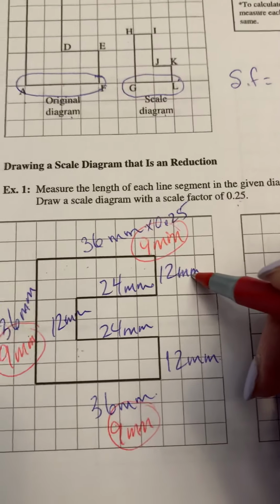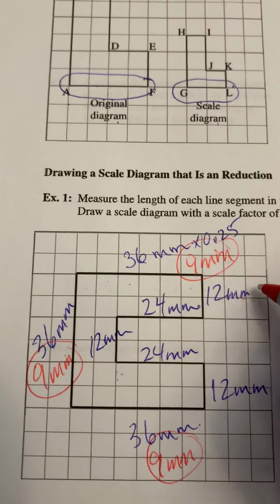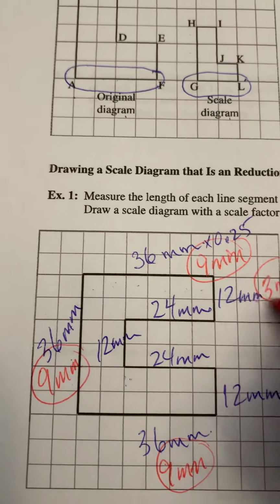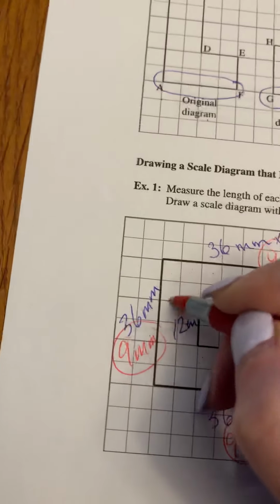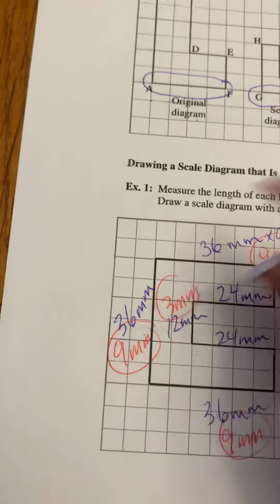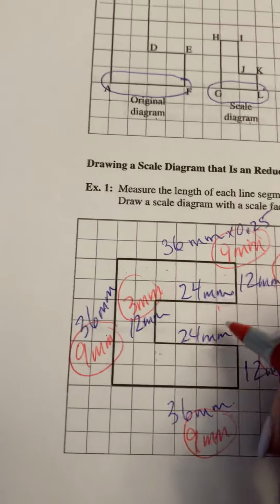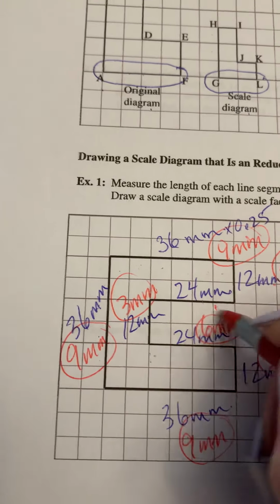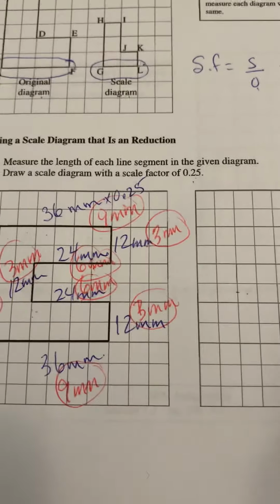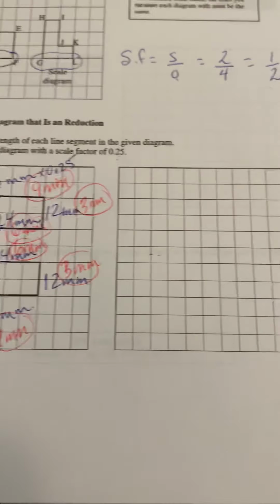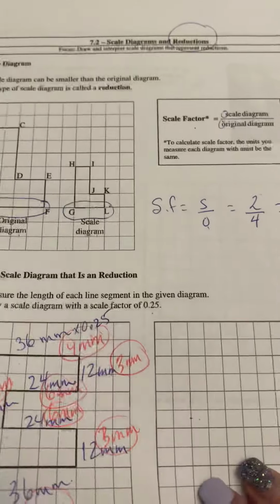So if we took our 12 millimeters and we multiplied it by 25/100ths, we're going to get 3 millimeters. This one's also going to be 3 millimeters. This one's going to be 3 millimeters. And then the two 24 millimeters are going to work out to be 6 millimeters each. So I always take the time and I figure out all my dimensions, and then I'll go over here and I'll draw them, okay? Okay, let's move on to the next 7 notes here.